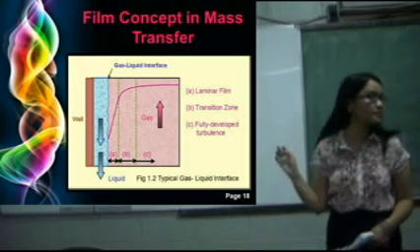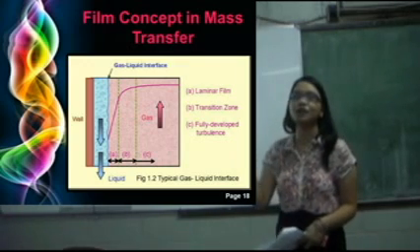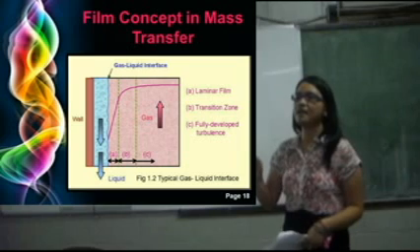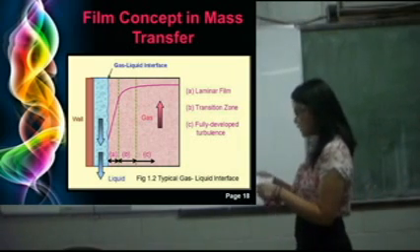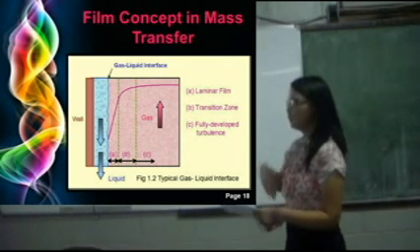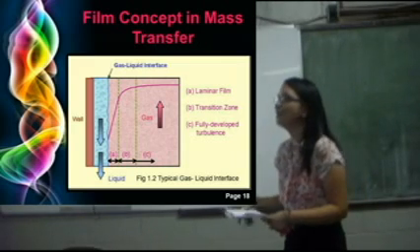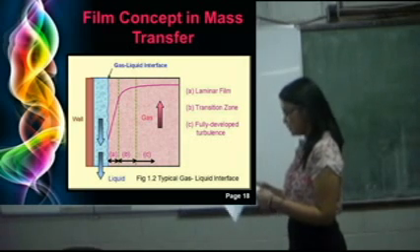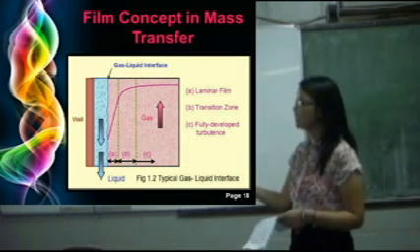This interface can happen in any part of the gas absorption equipment where there is gas contacting with the liquid phase. So this is so hard to analyze, and therefore we will use the two-film model.